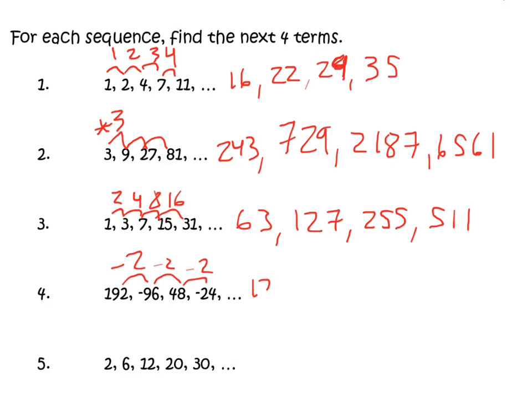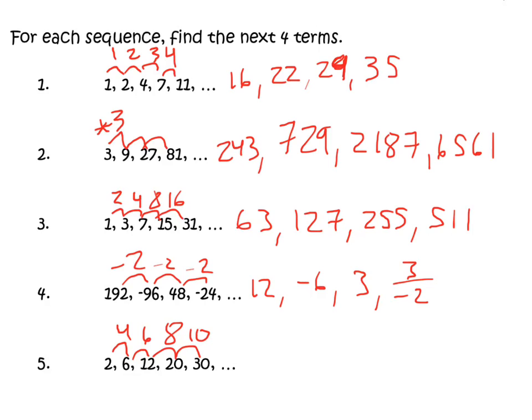So when you do that, you're going to get 12. And when you divide by -2, you'll get -6. And when you divide by -2, you'll get positive 3, sorry. And when you divide by -2 again, you'll get -3/2.